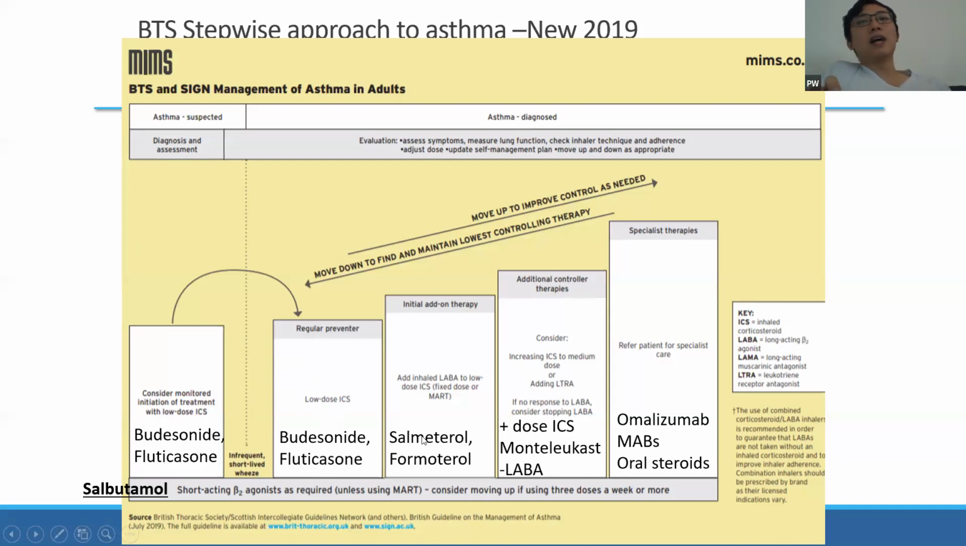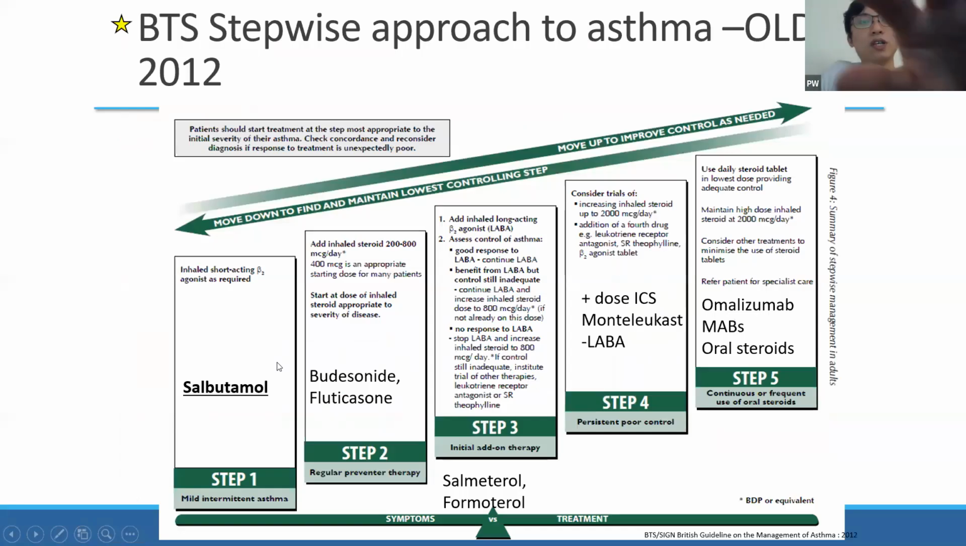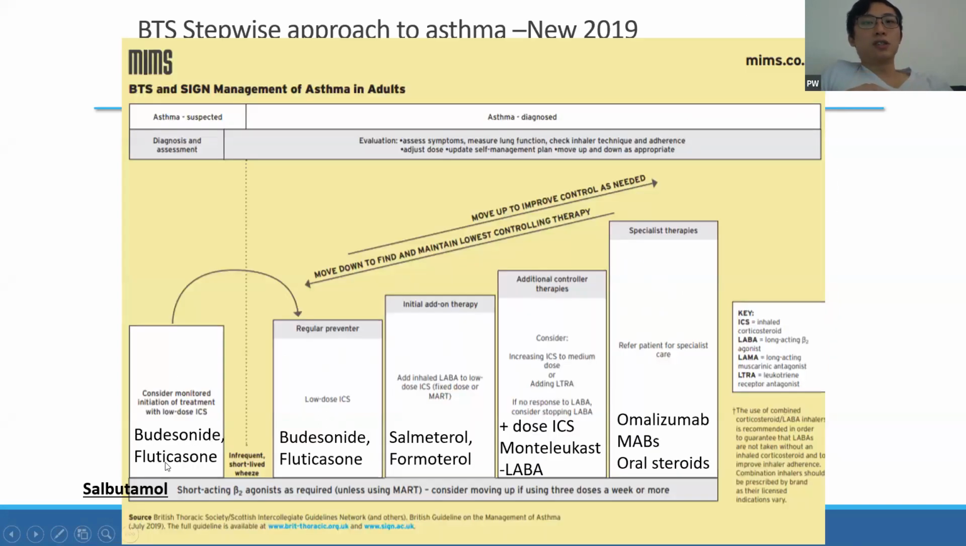You can add on your LABA on top of the salbutamol, on top of your ICS. You've got your LABAs, salmeterol, formoterol. Once again, you increase the dose. You can see if they respond to montelukast, and you can reduce the LABA if that's not working. And once again, specialist care, so your monoclonal antibodies, your steroids. But all this effectively is different from the old one is that it's moving the budesonide alongside the salbutamol. So instead of just salbutamol alone, salbutamol, budesonide, the rest is pretty much the same.